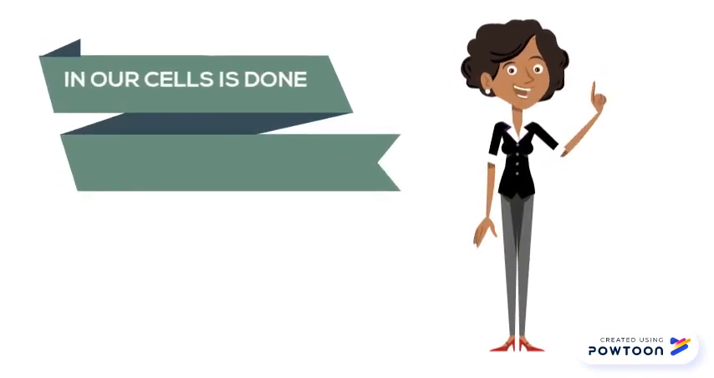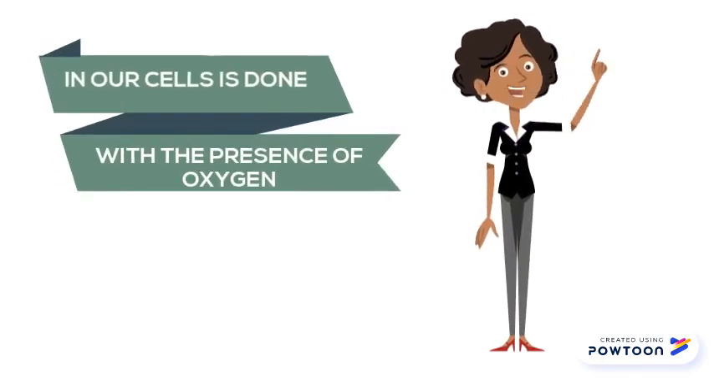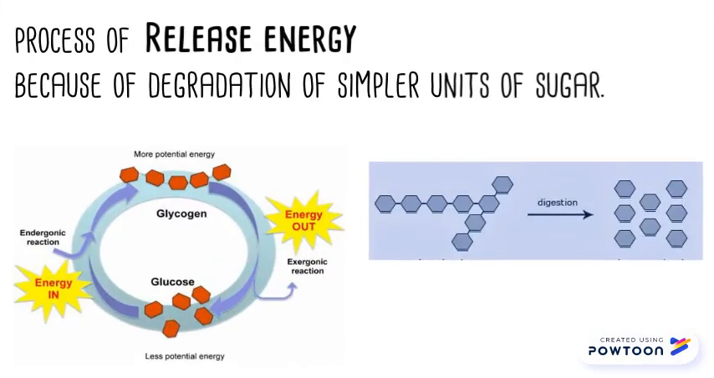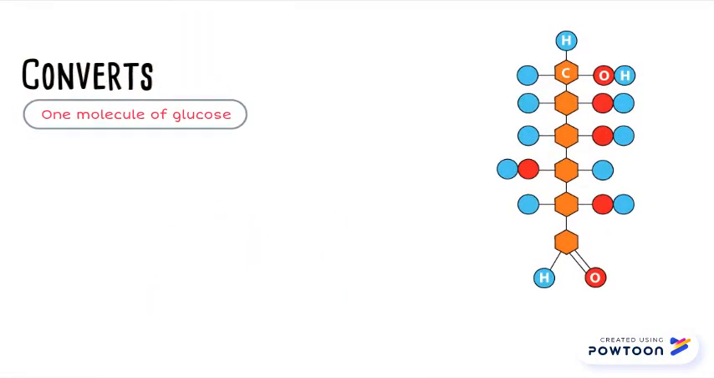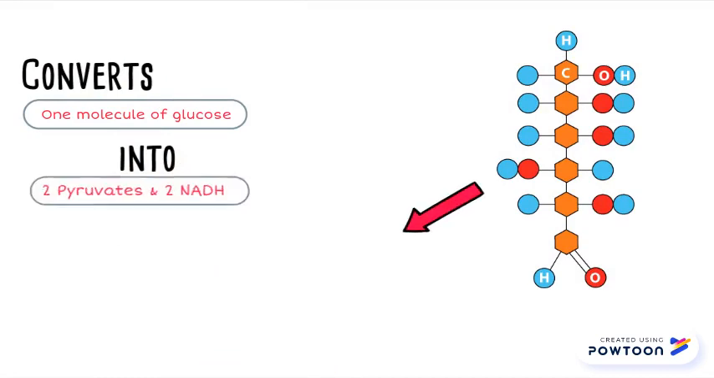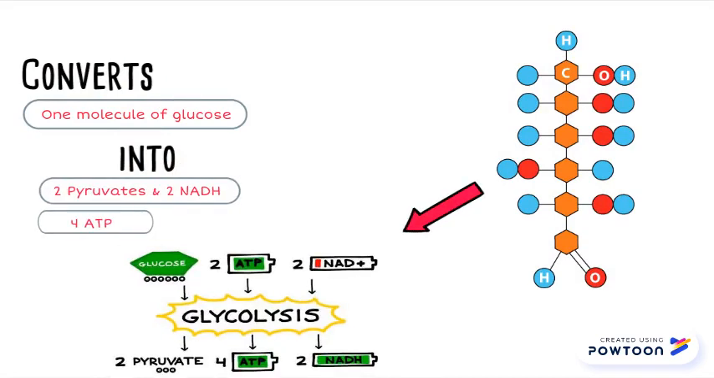But we have to remember that in our body, this process is done by our cells in the presence of oxygen. It is a process of released energy because of the degradation of simple sugar units. We need to be clear that it is the conversion of 1 molecule of glucose into 2 pyruvates and 2 NADH. Also, we are going to obtain 4 ATPs.